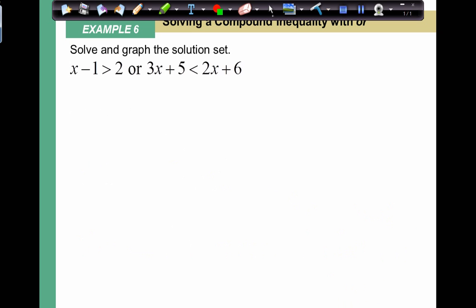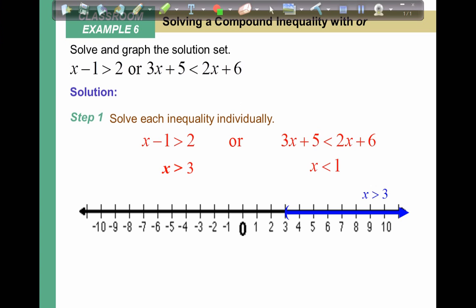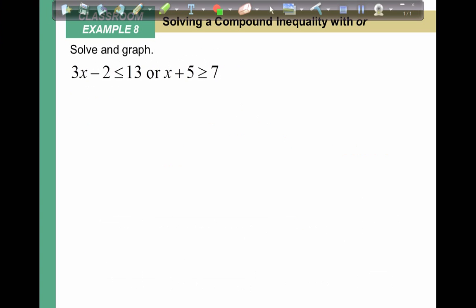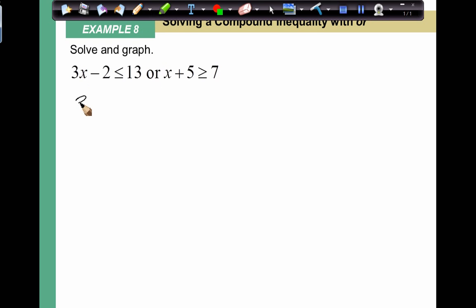Alright, let's look at the next one. Okay, so we have solve each one. So let's do 3x is less than or equal to 15. Divide both sides by 3. X is less than or equal to 5. Or that tells us that we want a union again. Okay, subtract 5 from both sides. X is greater than or equal to 2.